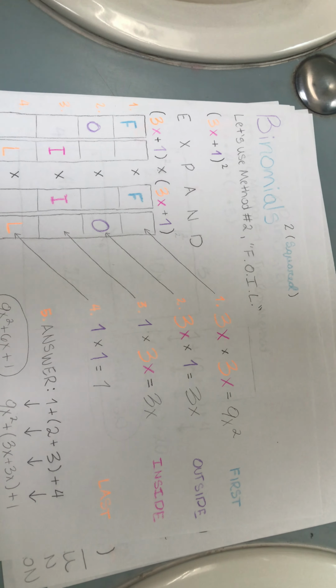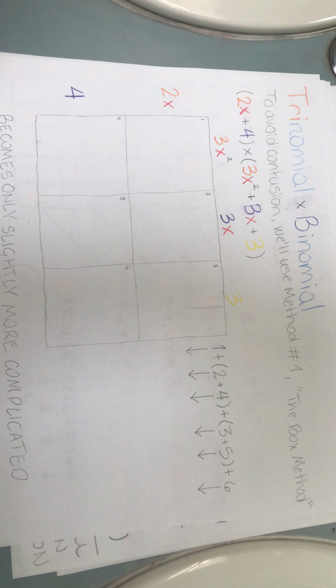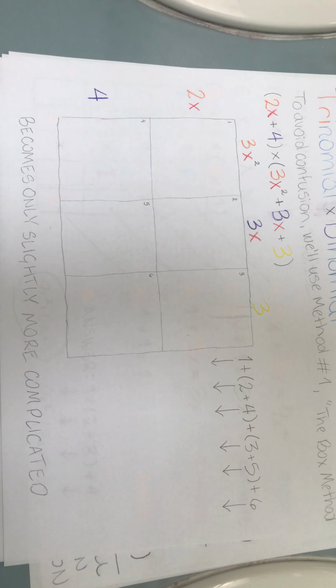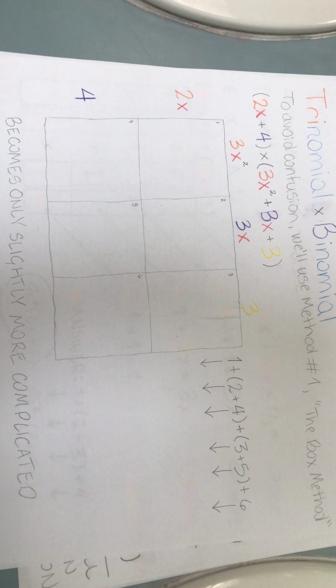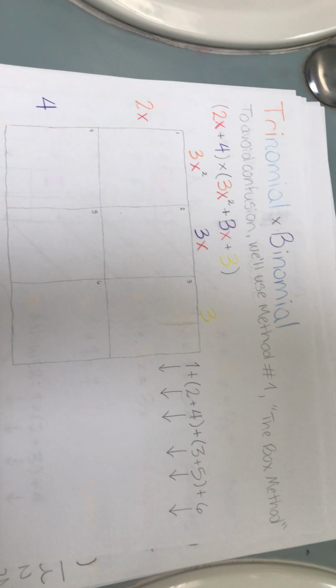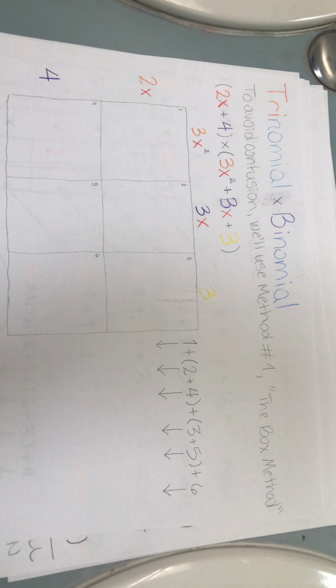Now we're going to add in another step. It's a tad bit more complicated. Now trinomials times binomials. If you remember what trinomials are, it has 3 algebraic terms, exactly 3. And now to avoid confusion, we're going to use the first method, box method, since the FOIL method typically is easier and is less complicated when you only use binomials. So we're going to plug and chug.